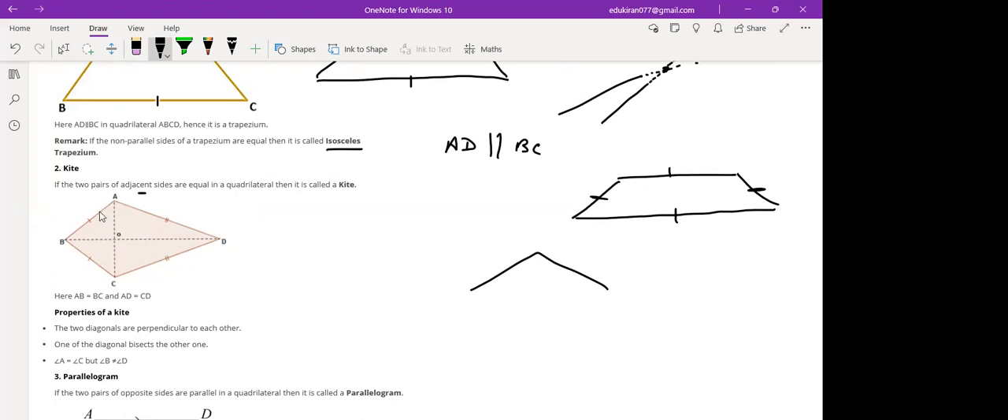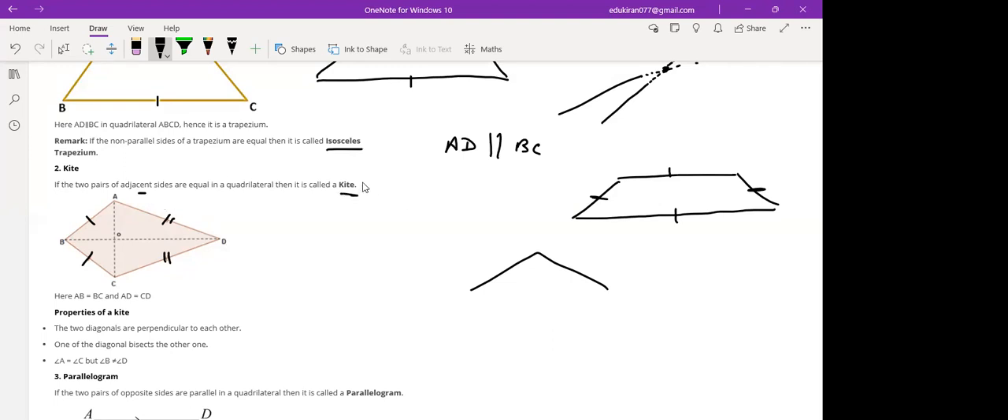Clear? So over here you can see AB and then BC is coming, so they both are adjacent. Then AB and CD, they both are adjacent. So if the two pairs of adjacent sides are equal in a quadrilateral, then it is a kite. AB is equal to BC, you can see just by looking. And AD is equal to DC. So the adjacent sides are equal. That's why it is a kite.